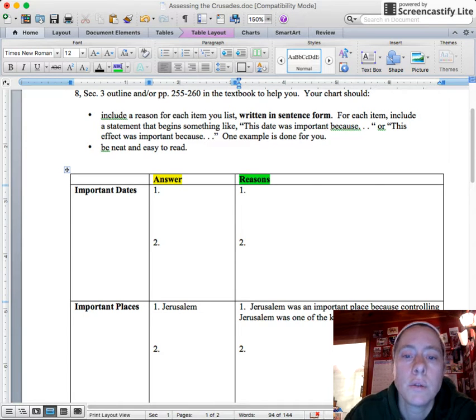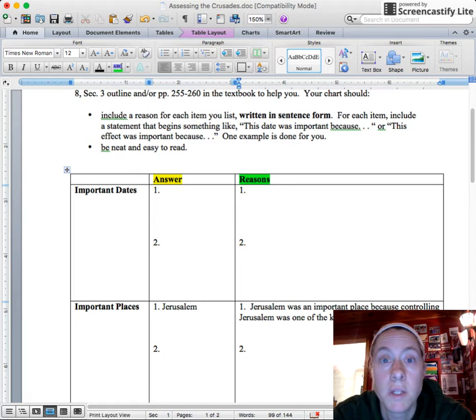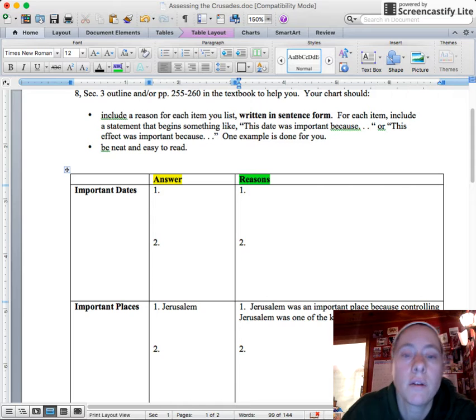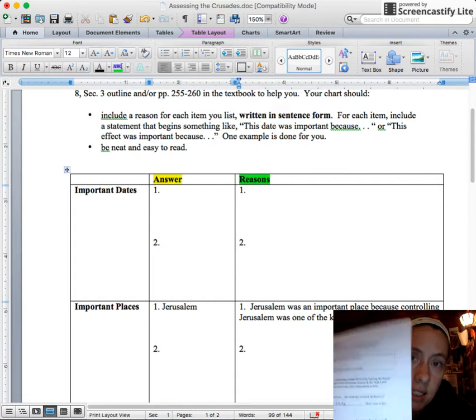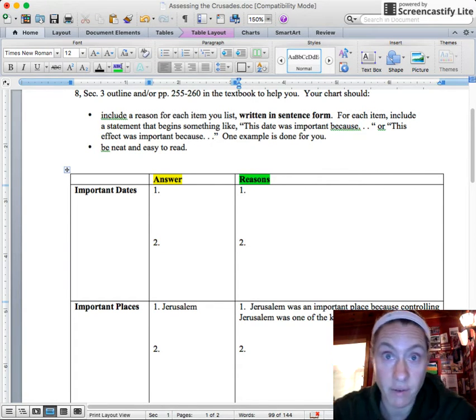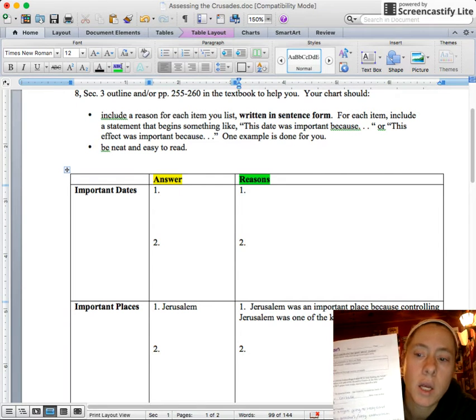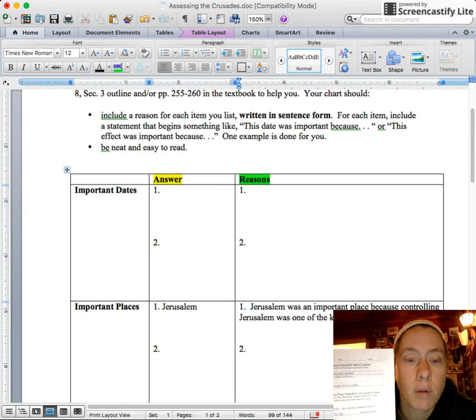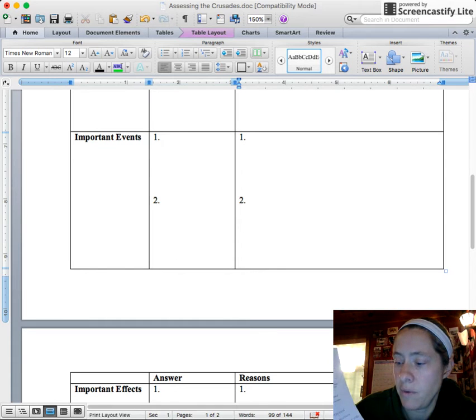So you want to use the facts in the outline. Hopefully you have specific facts, and you want to be specific in your sentences that are in the reasons column. And this is your opinion to some extent. It needs to be based in the facts, right? But people may pick different years as important dates, different places. You just have to justify and explain your opinion using the facts on this paper. So the important dates are pretty straightforward. Important places also straightforward.